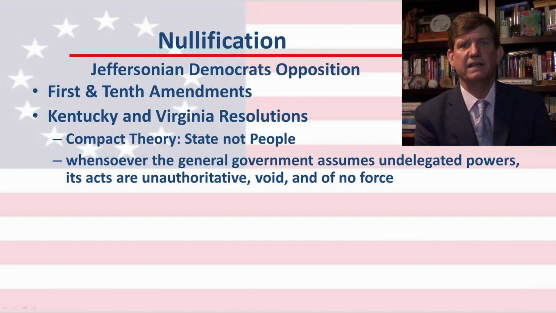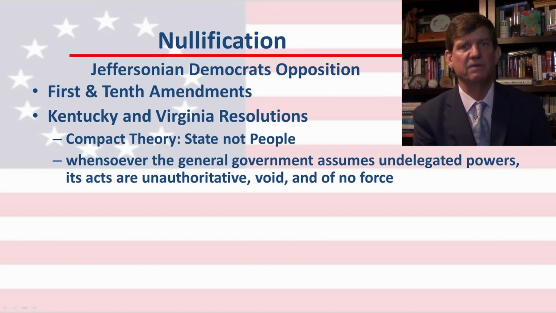The Jeffersonian Democrats based their criticism of the Alien and Sedition Acts on the First and the 10th Amendment. The First Amendment's pretty obvious. Congress shall make no laws restricting freedom of speech, freedom of the press, freedom of assembly. These acts did just that.